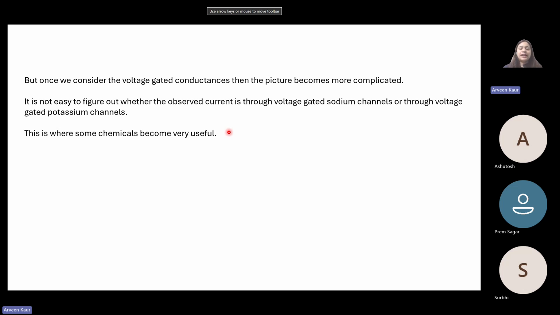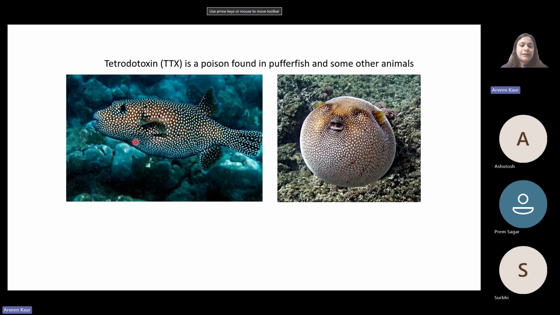So a similar kind of study was done over here also, right? That is where some chemicals were useful, to turn off one kind of channel so that particularly the other kind of channel could be studied. So one of these chemicals was tetrodotoxin or TTX. It is a poison that is found in pufferfish and some other animals as well.